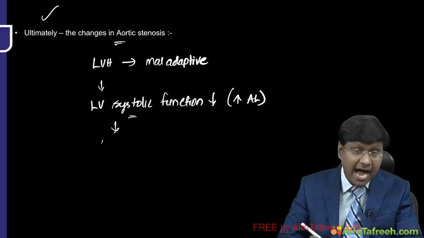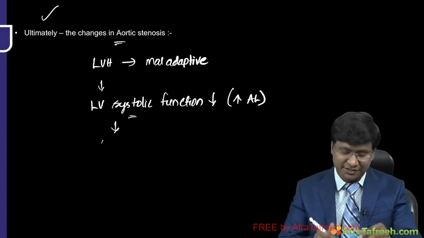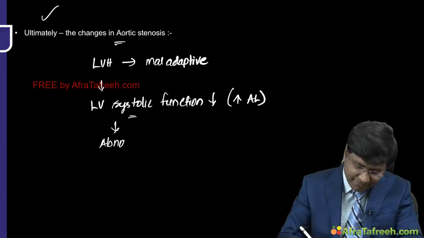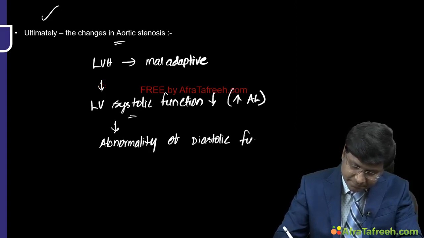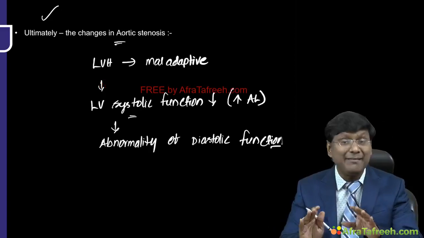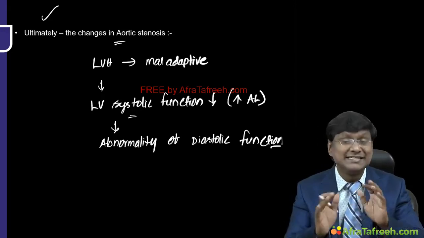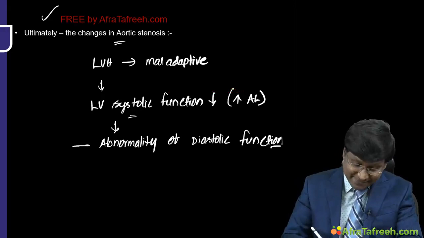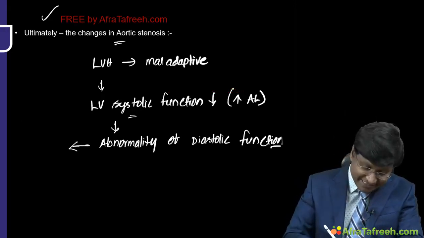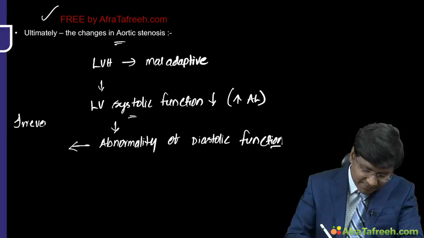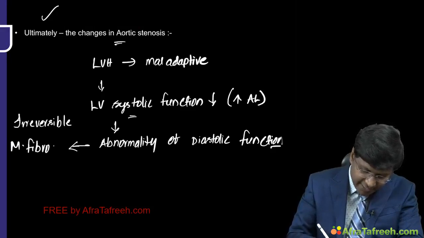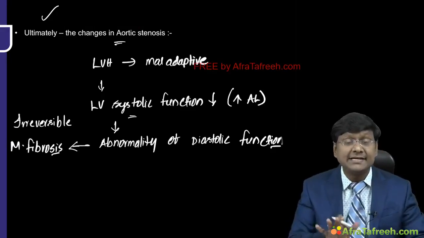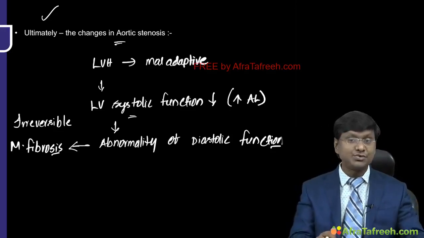And abnormalities of diastolic function progress. There will be abnormality of the diastolic function that will progress. Okay, and subsequently there will be irreversible myocardial fibrosis, right? Irreversible myocardial fibrosis develops. So these are the ultimate changes that you come across in patients with aortic stenosis.